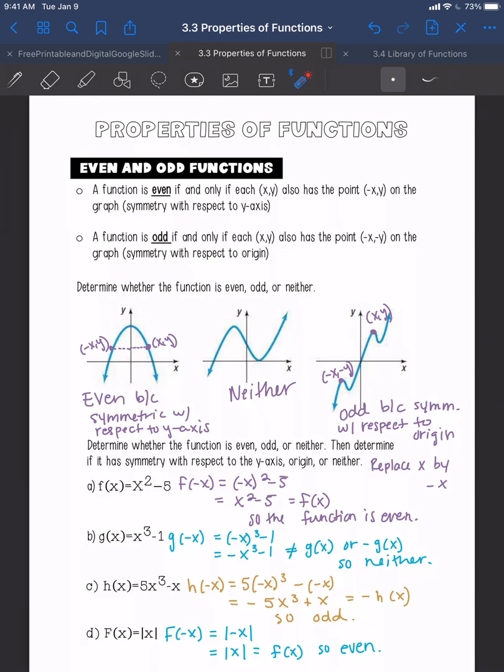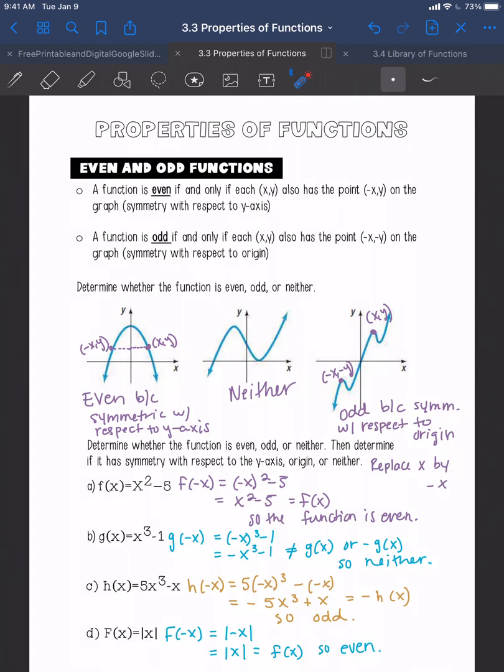Next, we're going to do the same thing, but looking at equations of functions here. Notice for both even and odd, each x value originally becomes negative x. So we're going to substitute in, find f of negative x, and then see if it's the same as the original function or the opposite of the original function. So in part A here, I'm finding f of negative x. That ends up being x squared minus 5, which is the same as the original function. So it's even, meaning it is symmetric with respect to the y-axis.